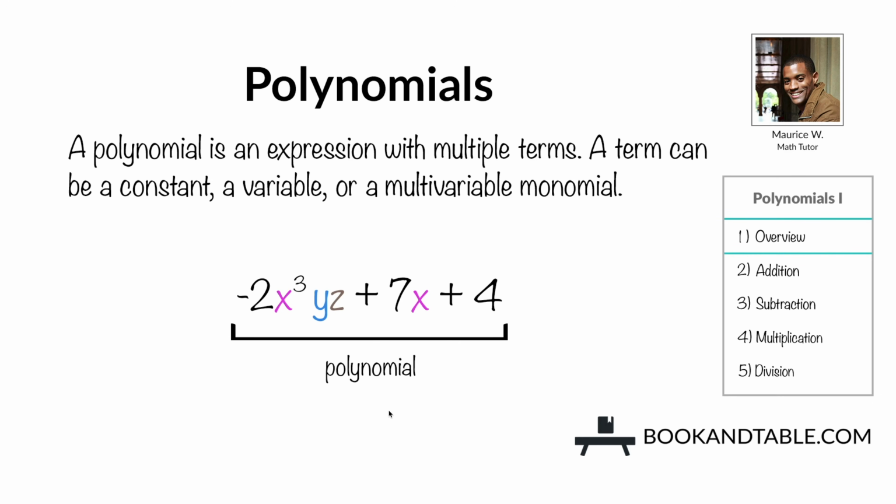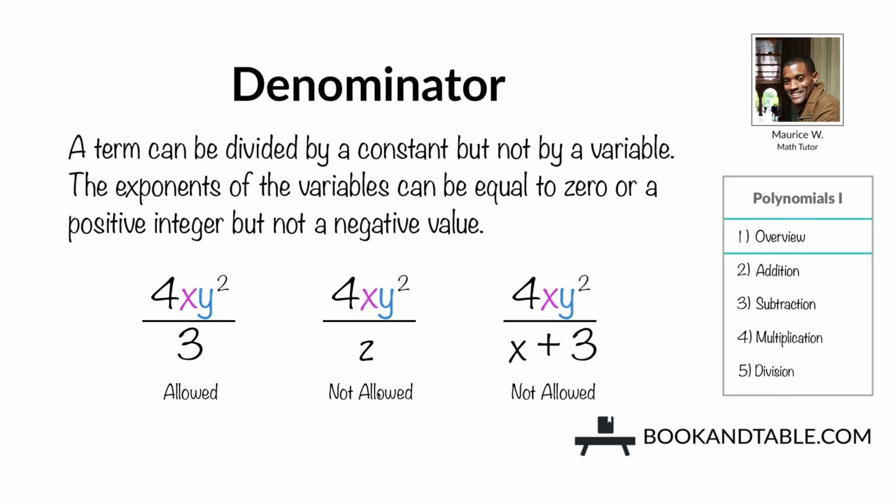Throughout this video, we'll be discussing how to go about adding, subtracting, multiplying, and dividing polynomials. But first, let's continue discussing what constitutes a term that's allowed to be in a polynomial. In the denominators, for example, a term can be divided by a constant but not by a variable. So we cannot have variables in our denominators.